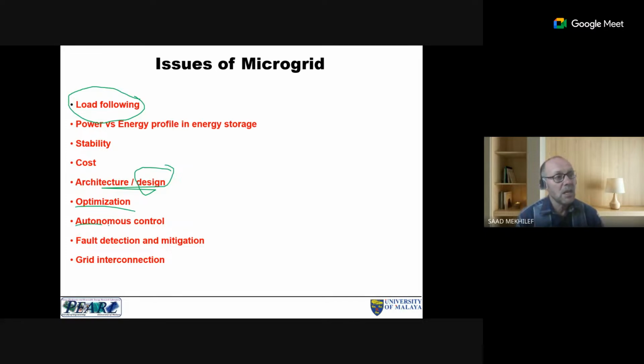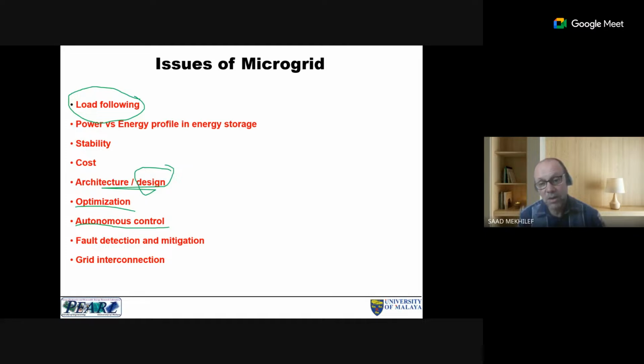Most of these microgrids will have autonomous control. In terms of security, maybe they can be hacked, but that's another issue. Most of the current microgrids will have some protections. Fault detection and mitigation: this control system should be able to detect the fault and then mitigate it. And the last one is the grid connections.